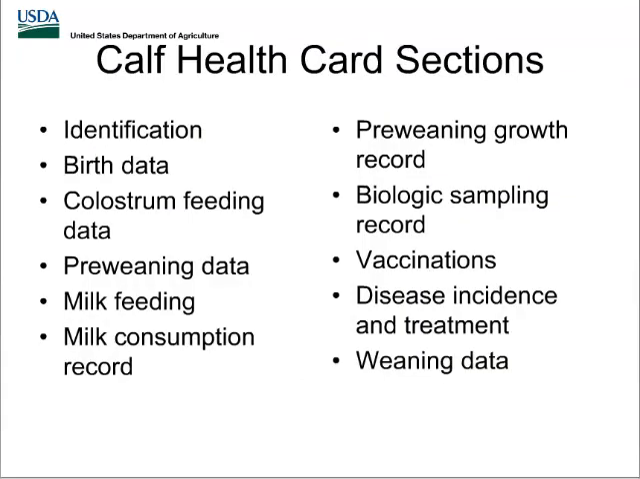So these are the sections of the calf health card. I've got on the next slide just kind of a snapshot of the first page. But so we want identification, we want information on birth, who the dam was, their lactation number, whether they had a dystocia event, twins, triplets, anything like that.